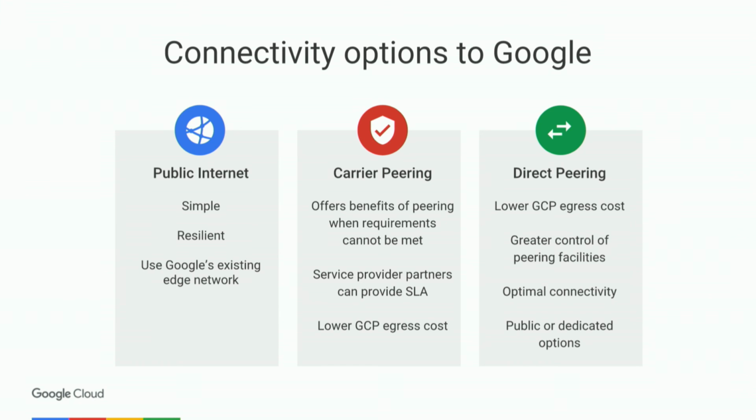None of these options have to last forever. So something you could start with going over the public internet, creating a VPN, or you can move to direct peering over time and then scale that back down. It really depends on what you need and how long you need it for.